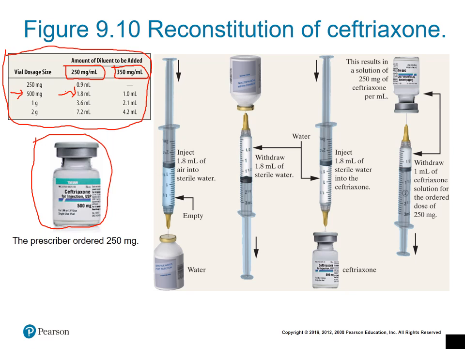Okay, once you withdraw that 1.8 milliliters of sterile water, then you take that and you inject it into your drug, into the solvent. Okay, so you inject 1.8 milliliters of sterile water into the drug, and then if you notice here, back at the strengths over here on the left, it was 250 milligrams, and that's per milliliter. So if the order was 250 milligrams, lastly we withdraw exactly 1 milliliter because that would be 250 milligrams.